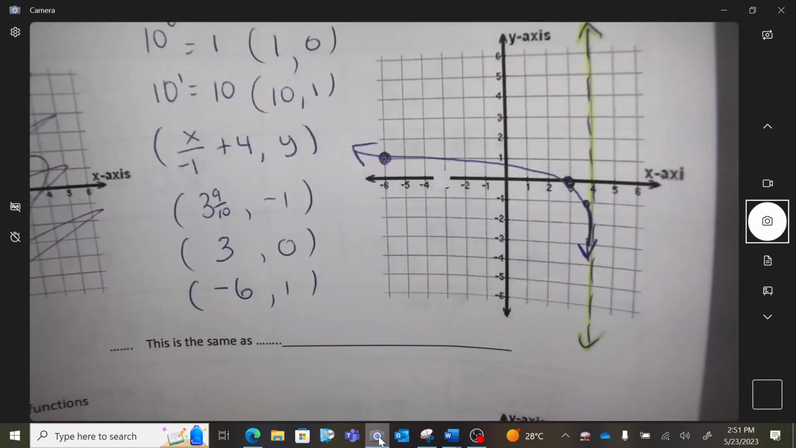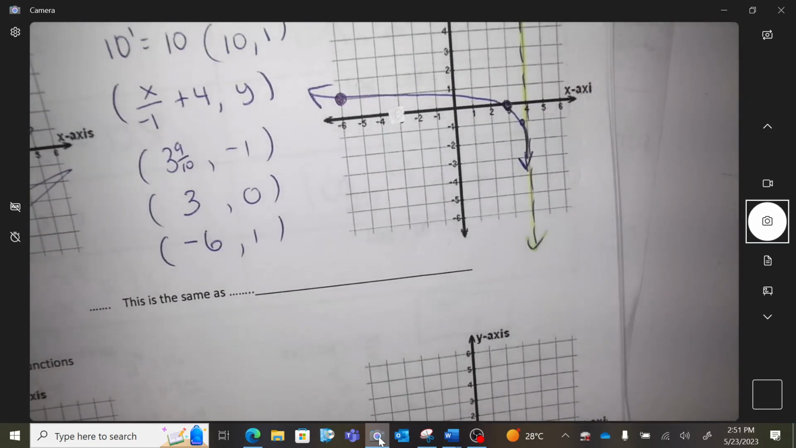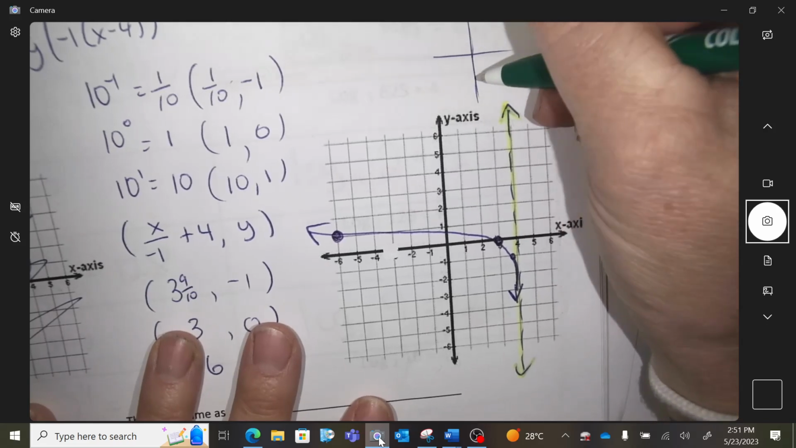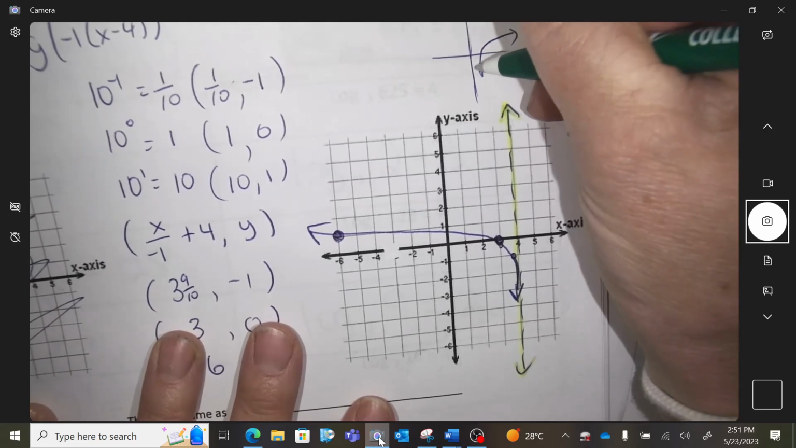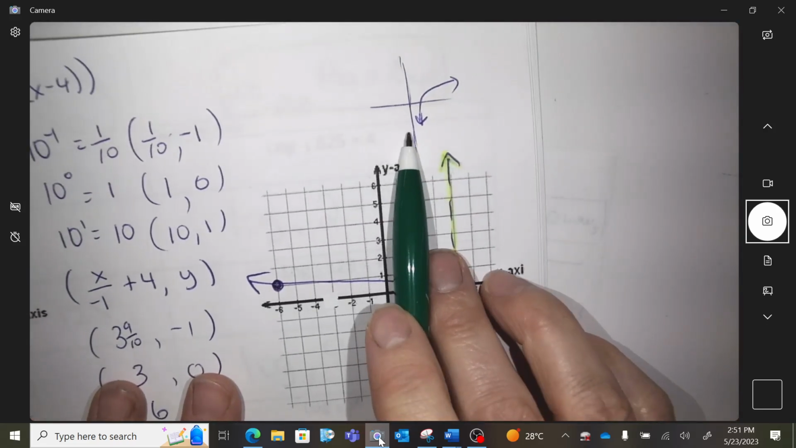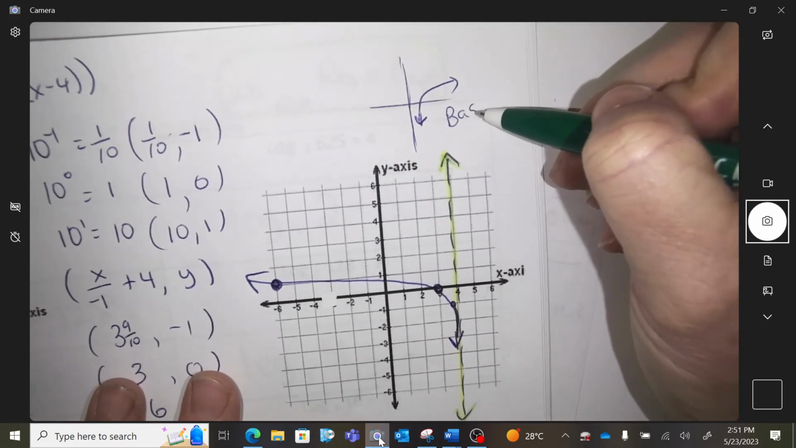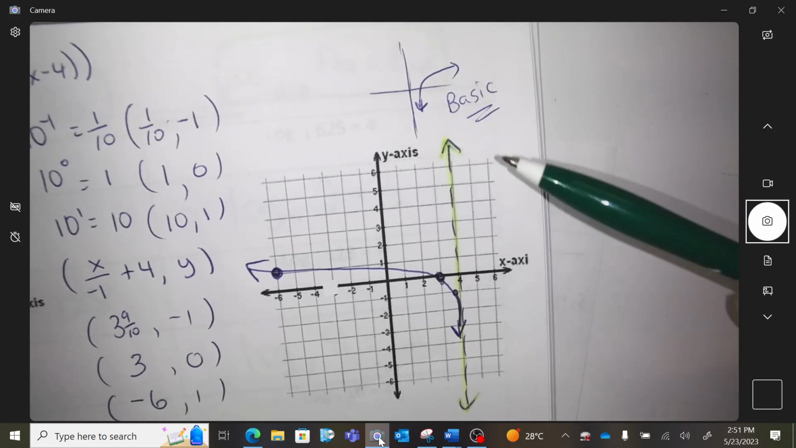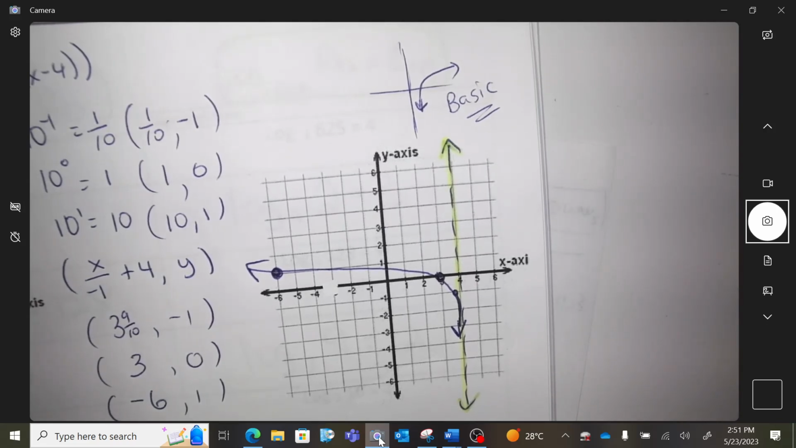Okay, so remember what your basic log looks like, and now look at this as reflected, right? Do you see that reflection? So here's your basic looking log. Yeah, I see a reflection and I see a right 4. I can visually see those 2 things that have happened.